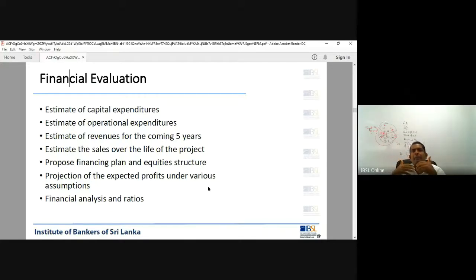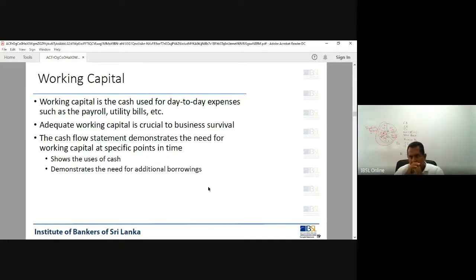Then we go on to do the ratio calculations. What will be the gross profit margin? What would be the net profit margin? Those things we can do, and then we do a projection. Then the financial ratios and the investment appraisal come in, and a comparison of what we have done.